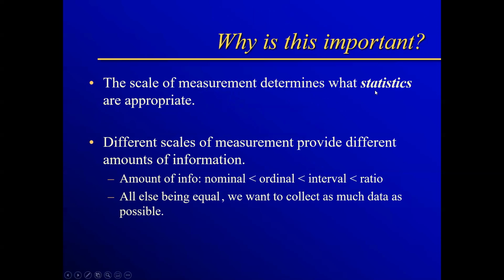So let's first talk about why this is important very briefly. The scale of measurement determines what statistics you can do. So if you ask something in a nominal way, you can't do, let's say, a correlation with that variable. But if you were to ask it in an ordinal, interval, or ratio way, you could do a correlation. You couldn't do a t-test, and we'll get into what that means later, but you can't do a t-test with something like ratio, interval, or ordinal, but you can do a t-test on a variable like nominal. So it matters statistically which one you choose.